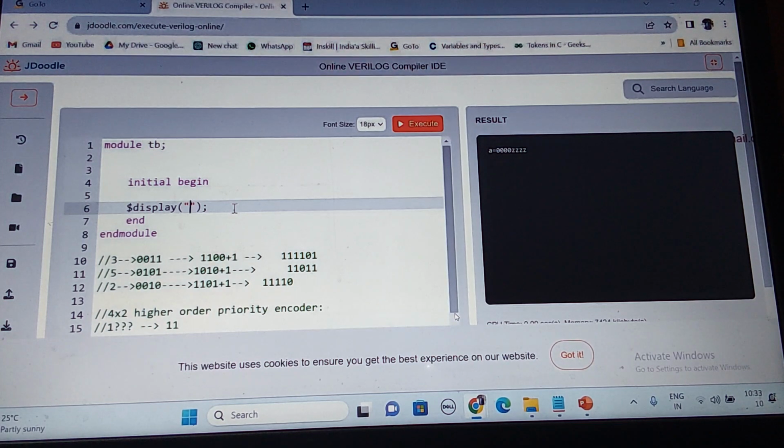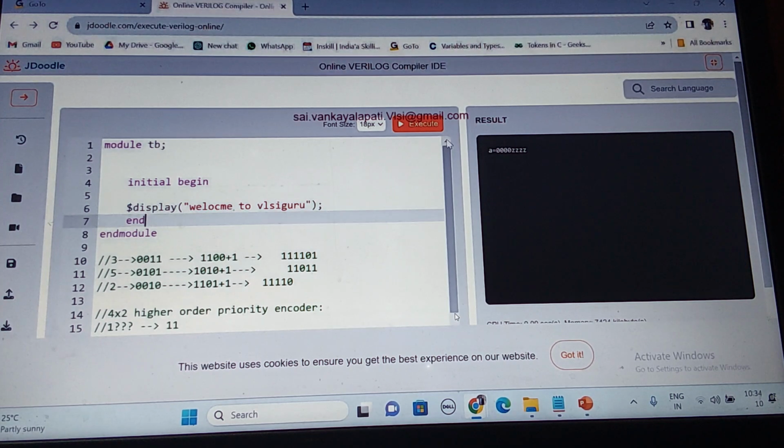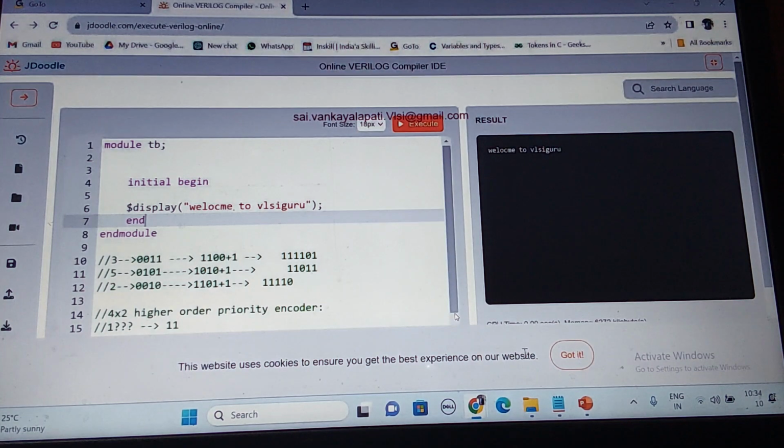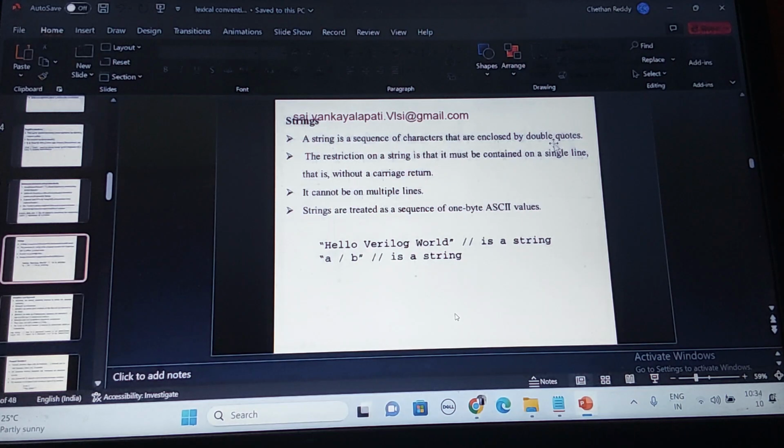A string is a sequence of characters. Let us write "welcome to VLSI". This is a string. This string is enclosed with what? Double quotes. Now what output am I going to give? It is going to print output like what? Welcome to VLSI. So what is a string? A string is a sequence of characters that is enclosed by double quotes.